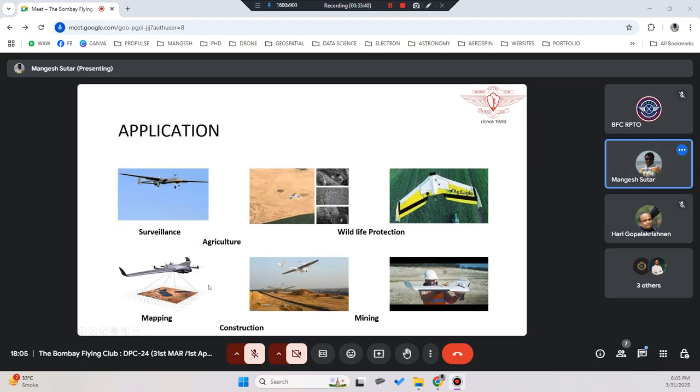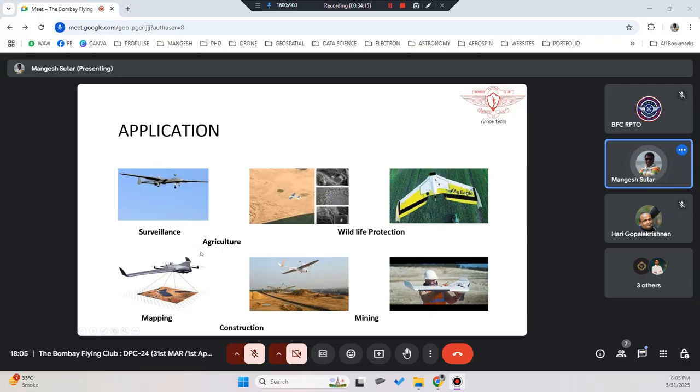Okay, but if you want to map a small farm, let's say I have a 2 acre farm, can I use a fixed wing? Is it wise to use a fixed wing? No, right? It will not be wise, because 2 acre is a very small area. It will not be advisable. The moment a fixed wing aircraft flies, that area will get over also.